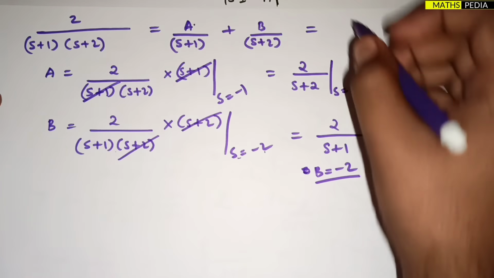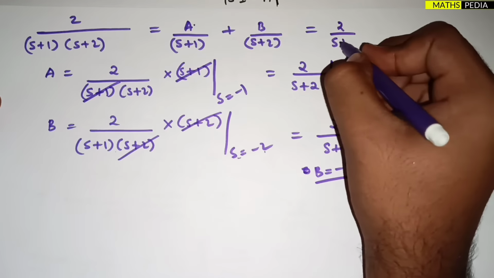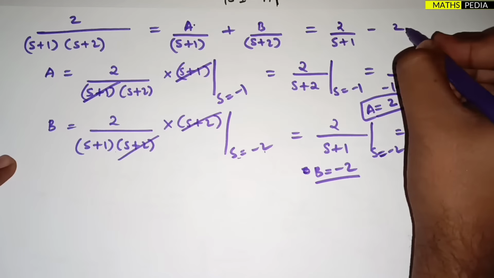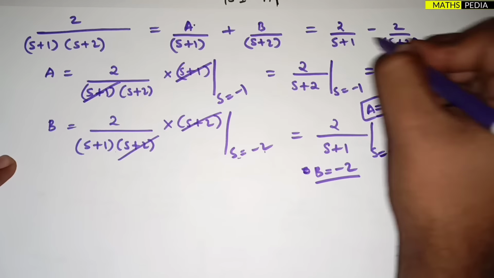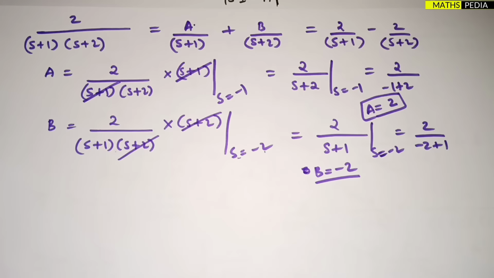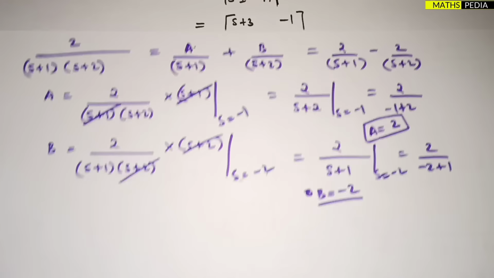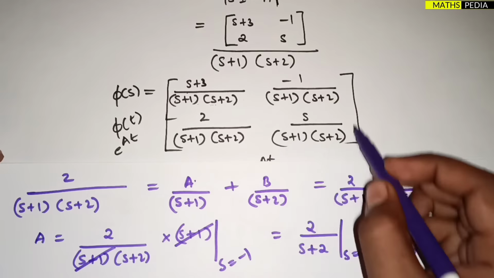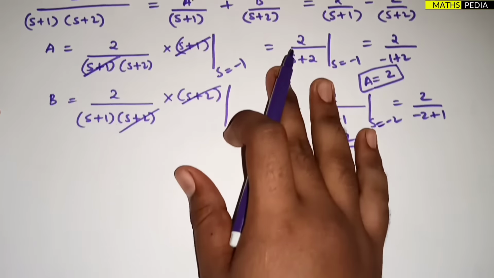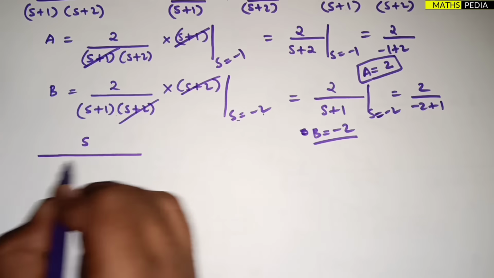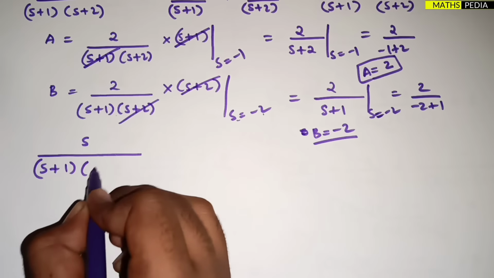A value is 2. So I can write it here: 2 by (s plus 1) minus 2 by (s plus 2). So these are the two terms I got. Now the next and final term you have to see, that is this one. So it is s by (s plus 1) into (s plus 2).